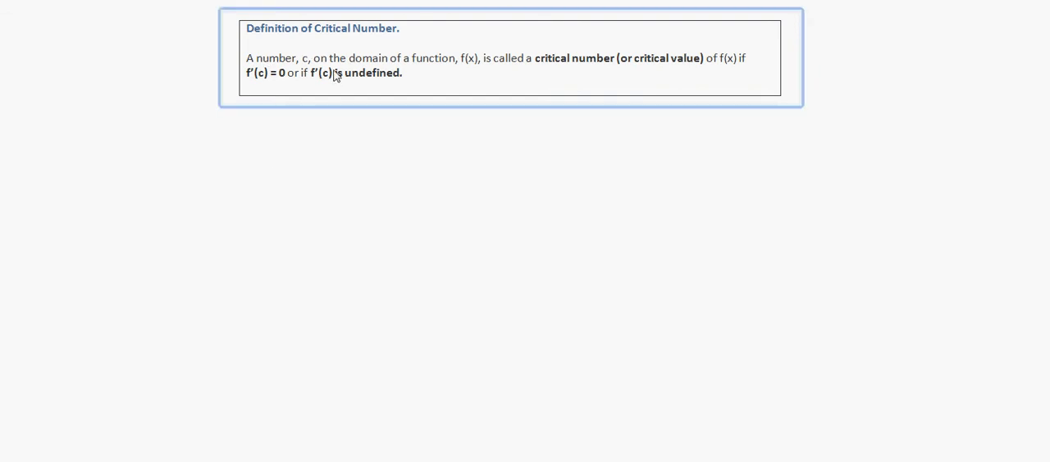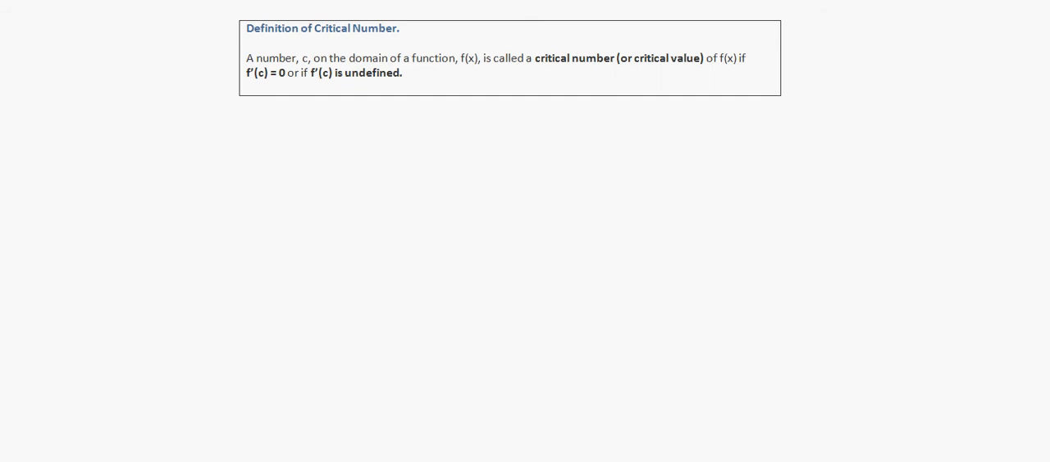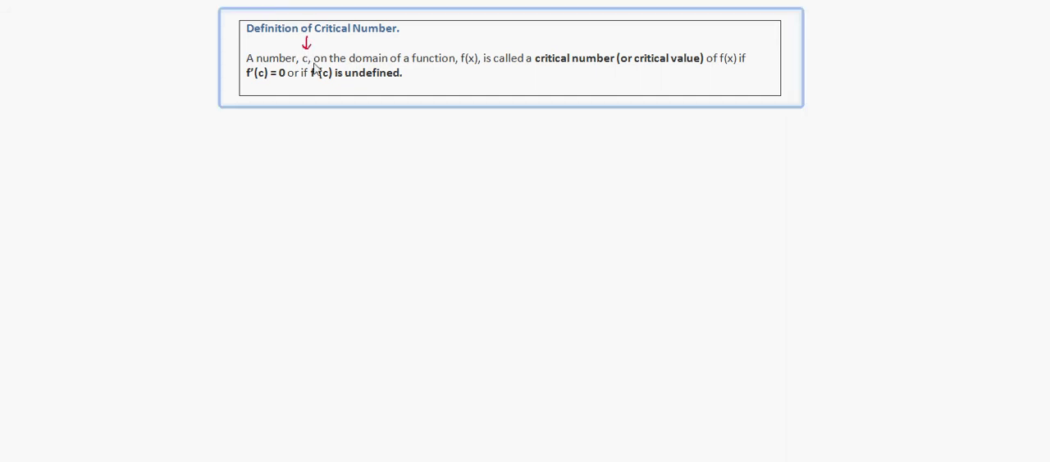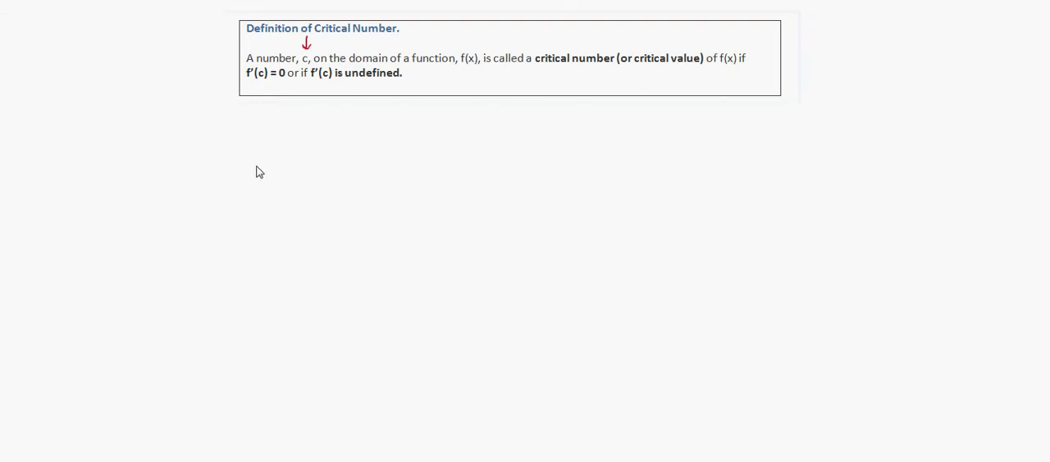So all a critical number is, here's the definition. It's a number c, which is an x value for us, okay? So c is an x value on the domain of our function. So there's a point on our function, and at that point, it's called a critical number or a critical value of the function if f prime is 0 or if f prime is undefined. So all a critical number is an x value where the derivative is 0 or the derivative is undefined.